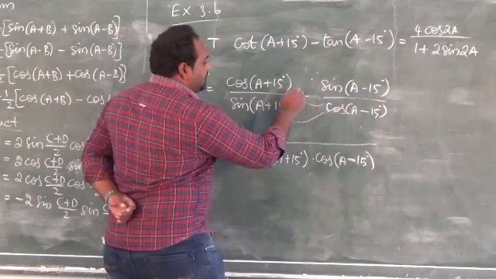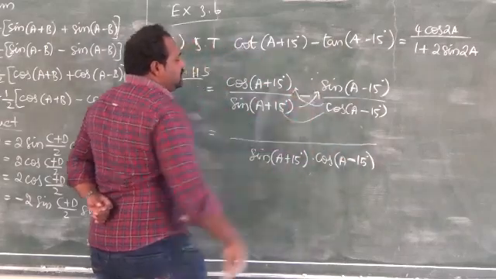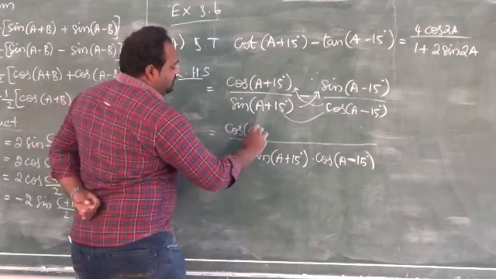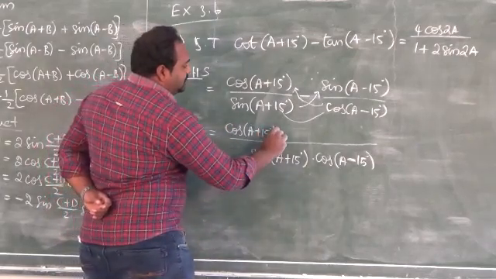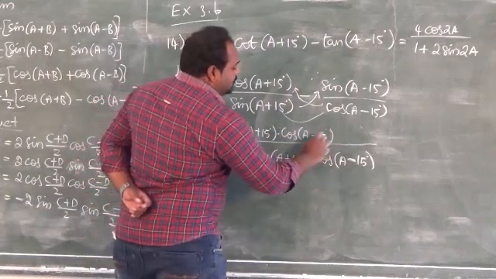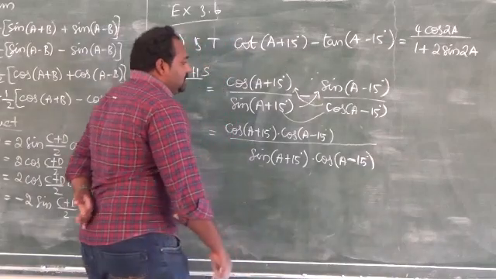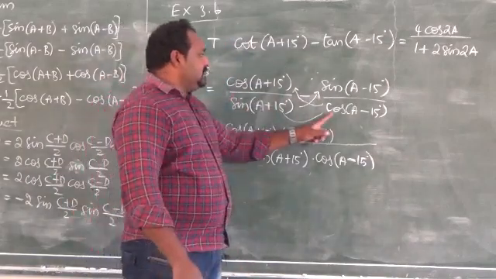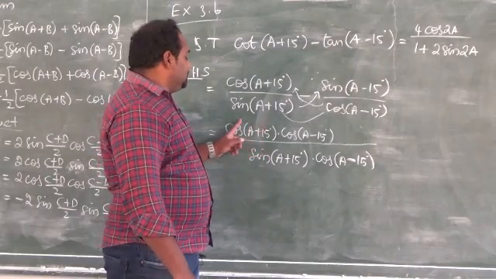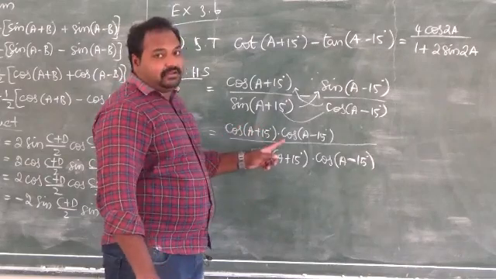Just cross multiplication. After taking the denominator common, just cross multiplication. It is cos of A plus 15 degree into cos of A minus 15 degree. Here some of you make a mistake. Cos of A plus 15 into cos of A minus 15. Some of you will write cos square of A plus 15.